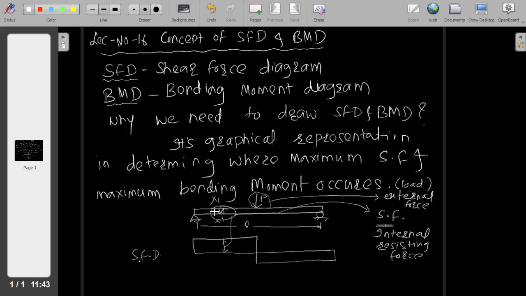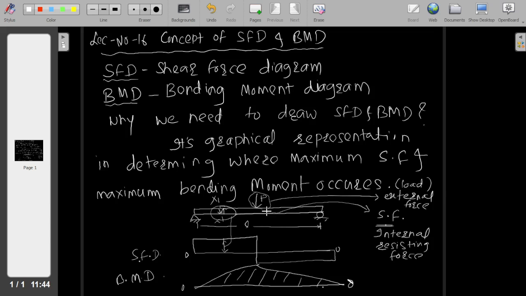We will decide the dimensions, that's why we are dealing with the shear force diagram. Now, why are we doing the bending moment diagram, BMD? For this, this is the reference, the datum line, where the bending moment is zero. In the shear case also, the shear is zero at the ends. Here it will come like this. The bending moment diagram will come like this for this case.